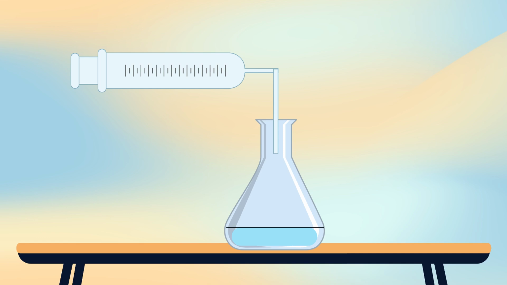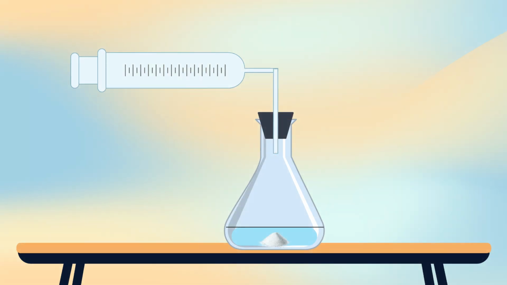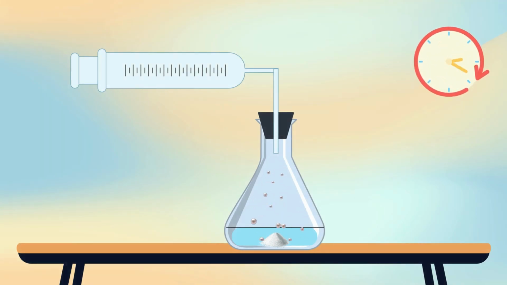Now, it's time to introduce the reactant. Measure out 0.4 grams of calcium carbonate and add it to the flask containing the hydrochloric acid. As soon as you have added the reactant, secure the gas syringe with a bung to ensure that any gas produced is measured by the syringe rather than escape into the air. Once this has been completed, start your stopwatch. This is crucial, as it marks the beginning of our observation period.